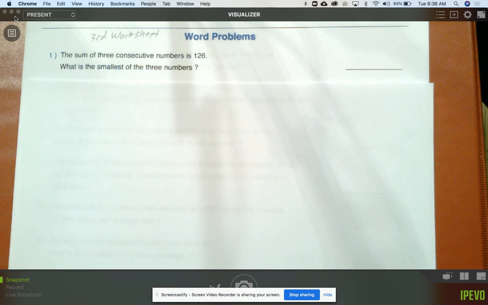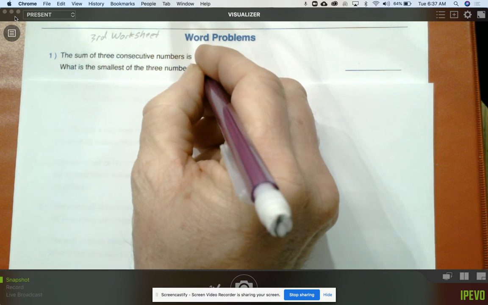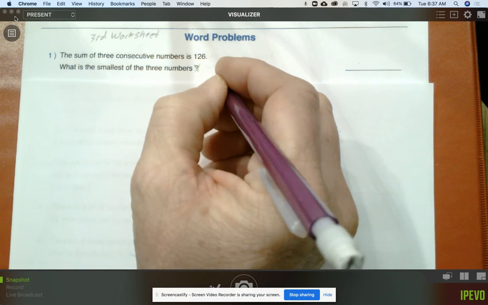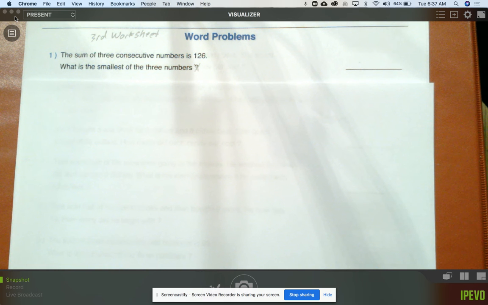Again, the sum of three consecutive numbers is 126. So what are we looking at here? Well, it says, what is the smallest of the three numbers? That's what we're going to assign the question mark, or the x, to: x is the smallest of the three, okay?